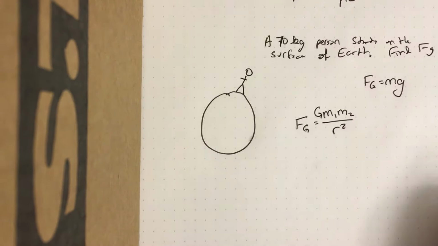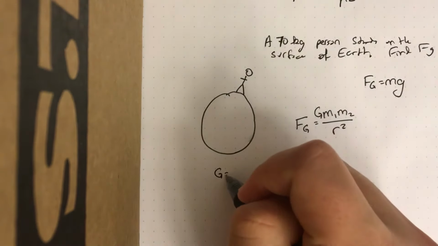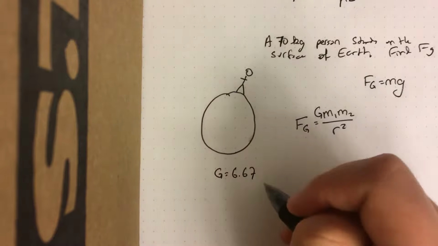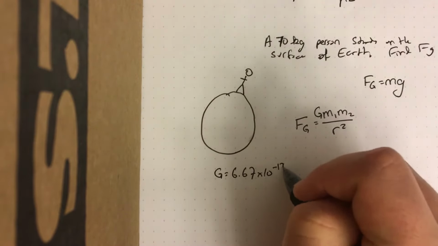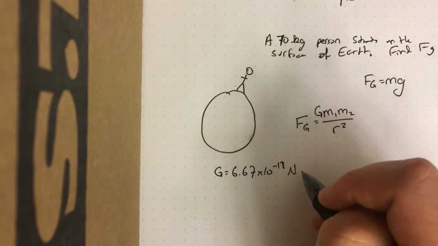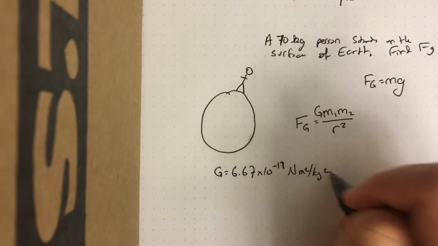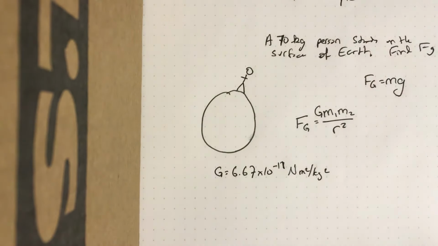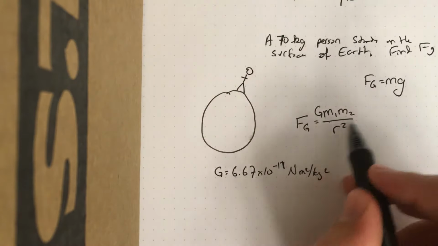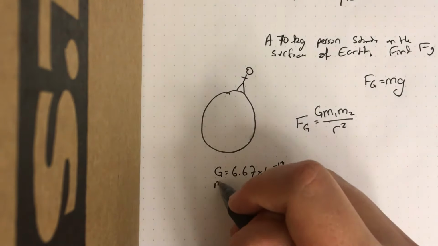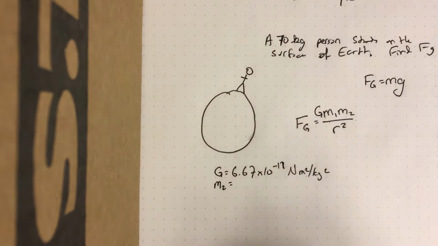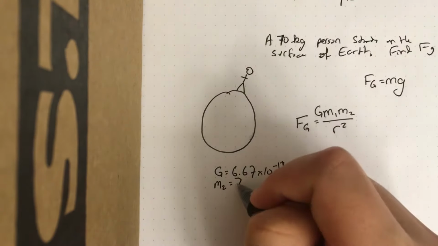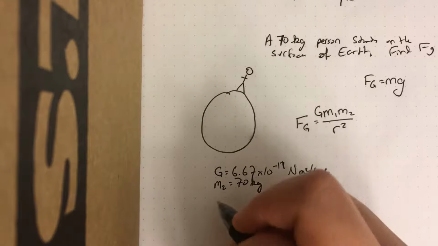Okay, what do we know? Well, we know G is always the same. You found in your book that it's 6.67 times 10 to the negative 11th newton meter squared per kilogram squared. We know the mass of the person, and it doesn't matter which one's m1 and which one's m2, but I'm guessing we're going to say the person is m2. So the person has a mass of 70 kilograms.